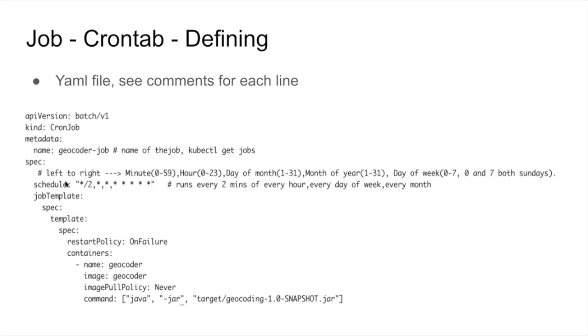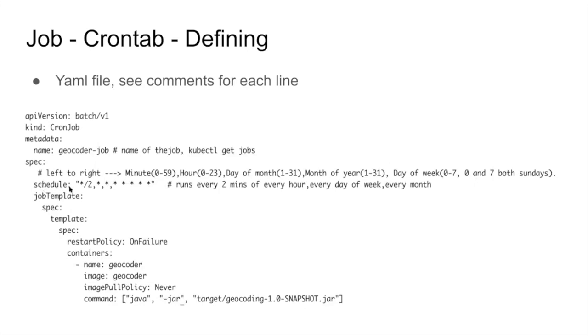So I can give the schedule. And if you don't know the cron schedule, this is how it works. The first field is minutes, between 0 to 59. The second is hours. The third is day of month, 1 to 31. Then month, and then day of the week, 0 to 7. So 0 and 7 both are considered Sundays, because 0 to 7 is a total of 8 values.